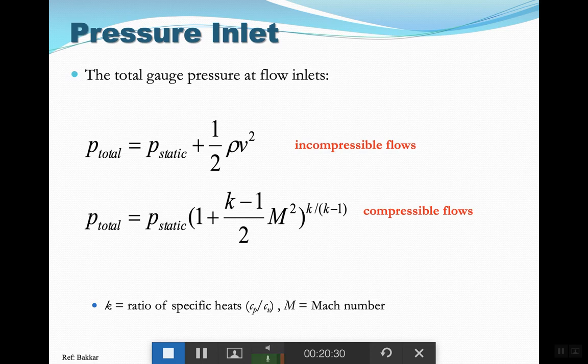Basically, you are dealing with a static pressure with this equation, which relates to the specific heat and also the Mach number. And you know what the Mach number is, right?